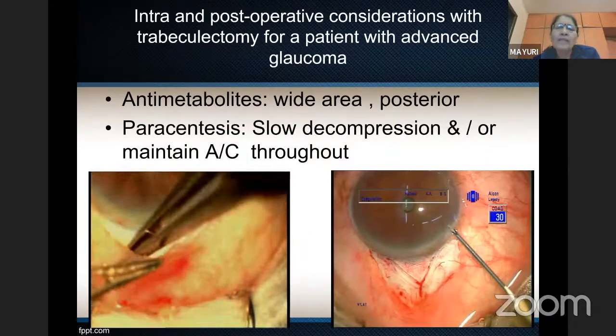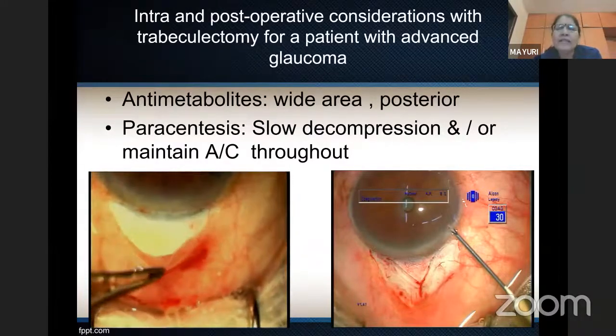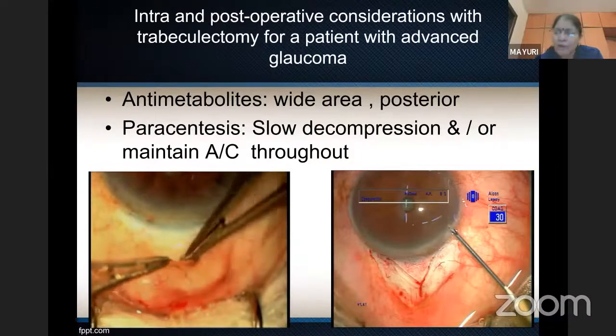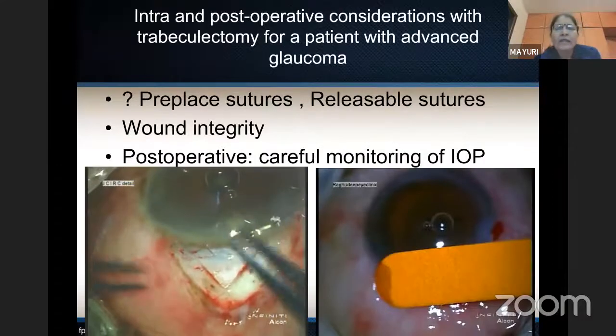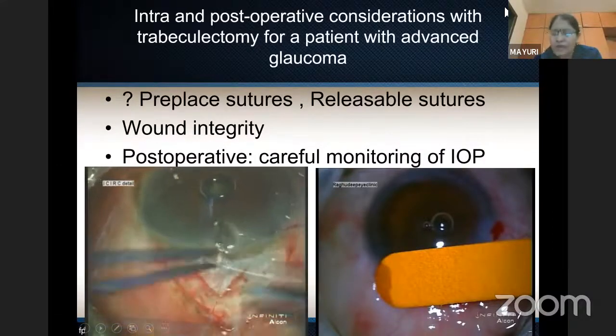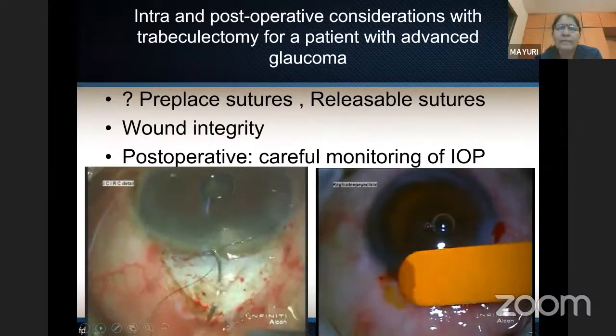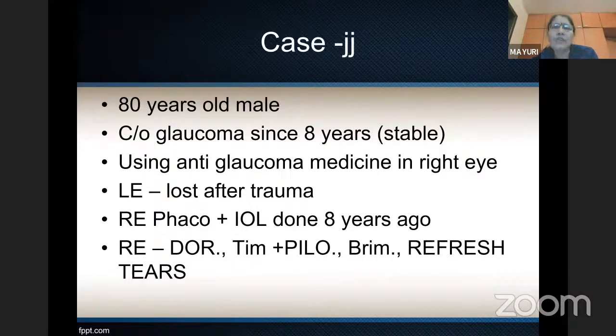The antimetabolites should be applied over a wide area and posteriorly. The paracentesis gives you slow decompression and is also helpful in maintaining the anterior chamber all throughout. And the releasable suture is a must in all these patients, and always check the wound integrity at the end of the surgery. So how to monitor? It is a very subjective assessment. The patient response is the most important indicator, and a drop in visual acuity is a sign. Now let me share the case.